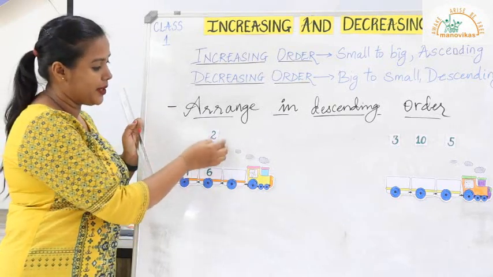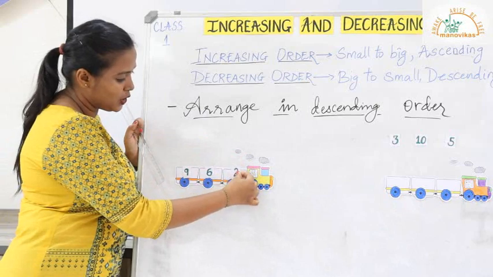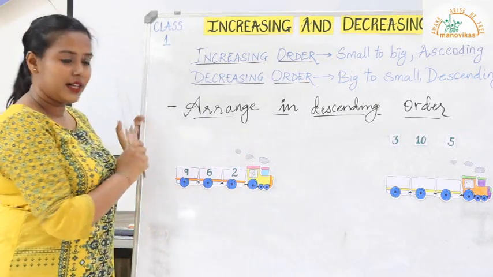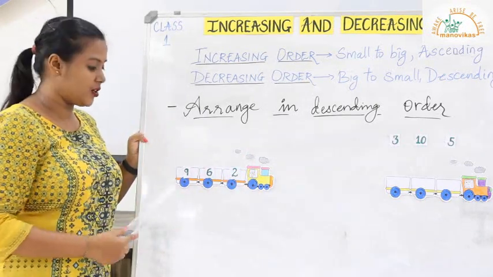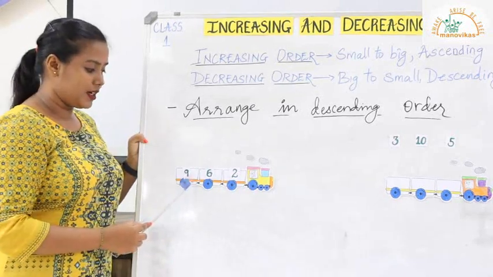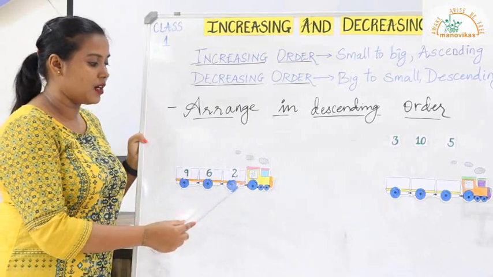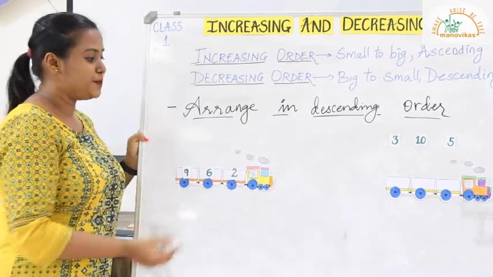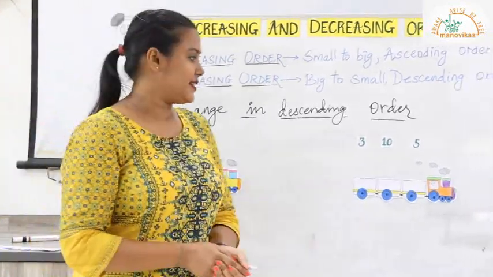And the last number will be number 2. So here these numbers are arranged in the descending order, that is from bigger number to a smaller number. 9 is the biggest, then number 6 and the smallest number will be number 2. Let's move on to the second example.